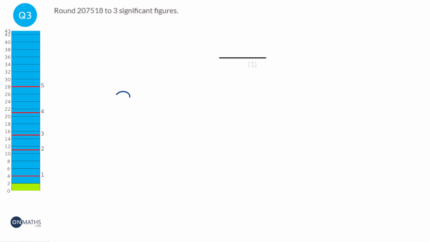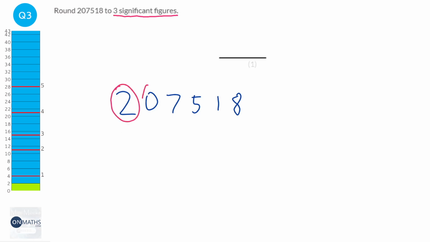I'm going to start just by writing down the number. And we're asked to round this to 3 significant figures, and basically what that means is starting from the left hand side, it's 3 numbers that we want. So 1, 2, 3. And we're going to do our line after that third number. You start counting at the first non-zero digit. The first digit there was 2, so we started counting.